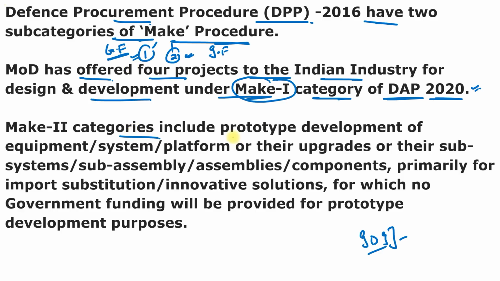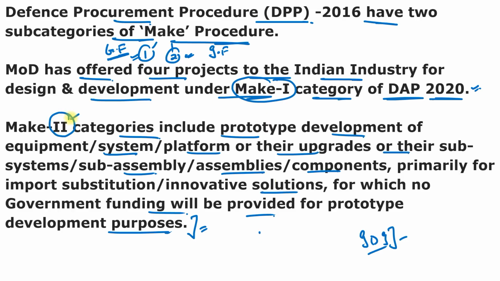And Make-2 categories include prototype development of the equipment, system or platform or their upgrades or their subsystem, sub-assembly, assemblies, components, primarily for import substitution, innovative solutions for which no government funding will be provided for prototype development purposes. So that's why it comes under the Make-2 category, because industry will provide fund or private companies can provide the fund. But under Make-1 category, government funding is provided.